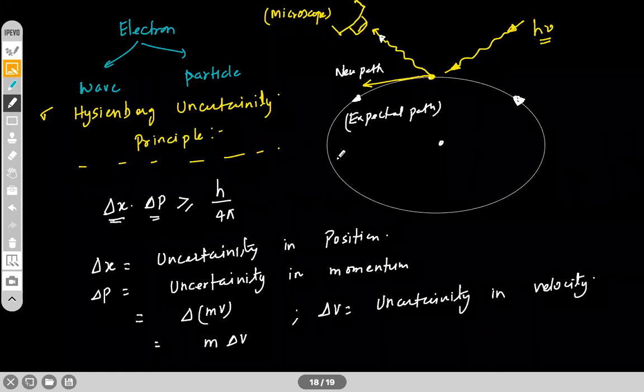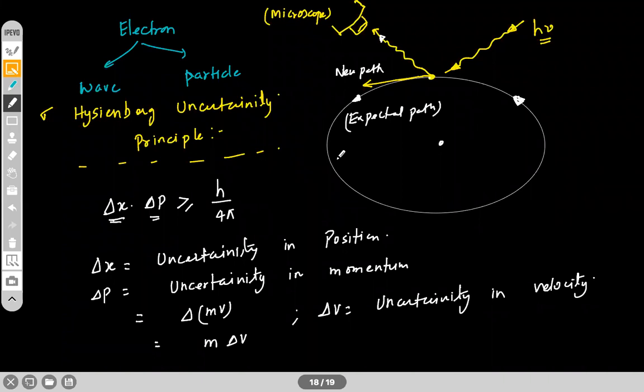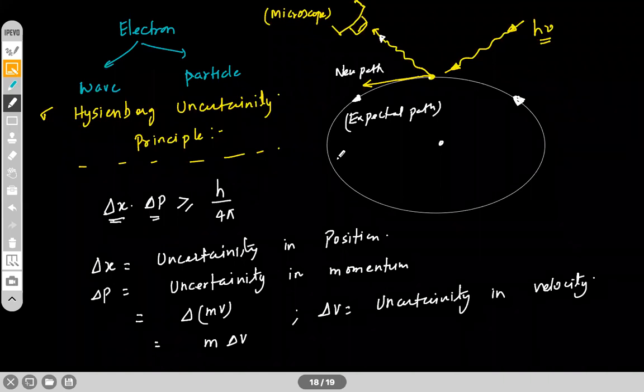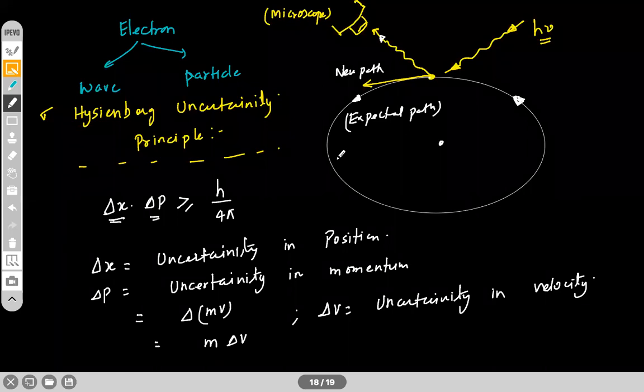The point I'm trying to make is, from this principle we come to know that the exact position and exact momentum, exact velocity of an electron, of a microscopic particle where the wave nature is significant, right? Or the particle which has dual nature, wave plus particle nature, for those kinds of objects, it is very difficult to find out.